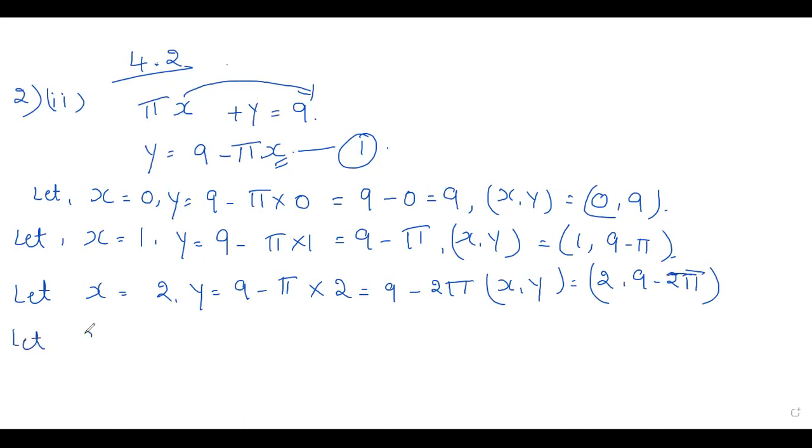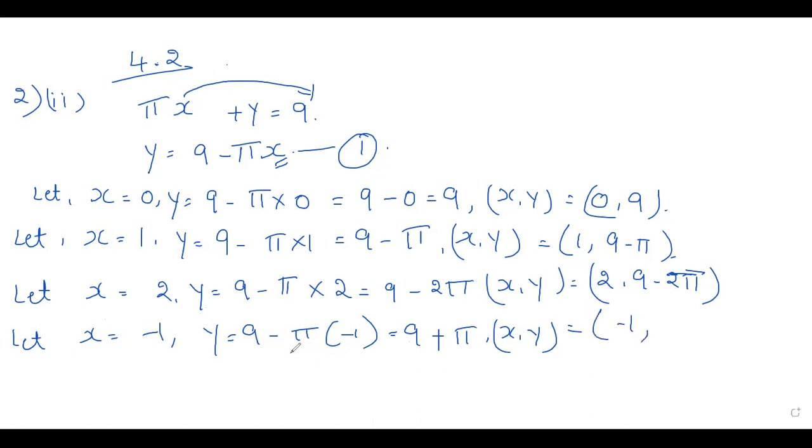Next, last one. X is equal to minus 1. Y is equal to 9 minus pi into, what is the value of x here? It is minus 1. 9, multiply the signs, minus into minus is plus, pi into 1 is pi. Now write the coordinates. So x is minus 1. What is y here? It is 9 plus pi. So these are the 4 solutions for the given equation.